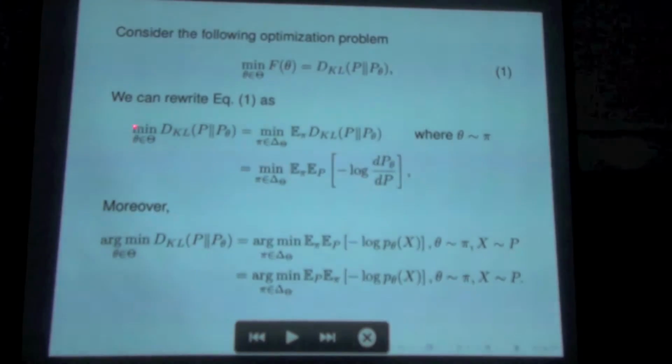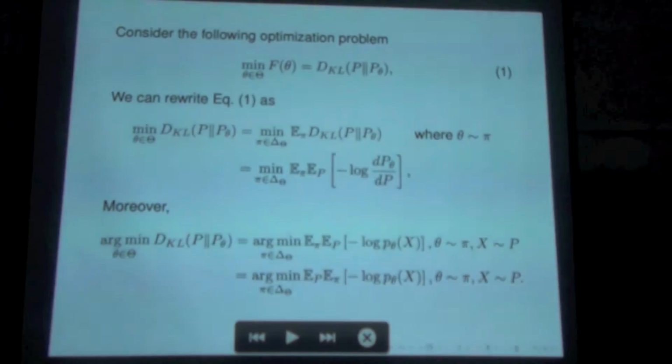Okay, so now I've written the original problem as an expectation. And second step, I'm going to write the Kullback-Leibler divergence as an expectation as well. This is nothing new. You can always write Kullback-Leibler as an expectation. Basically, the Kullback-Leibler between P and P theta is the expected value with respect to P of the log likelihood ratio between P theta and P theta star. Right, so this is what we have here.